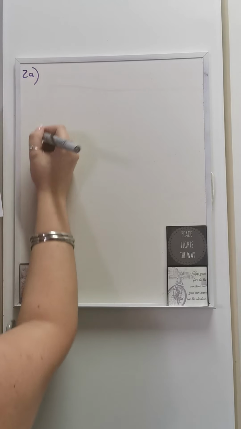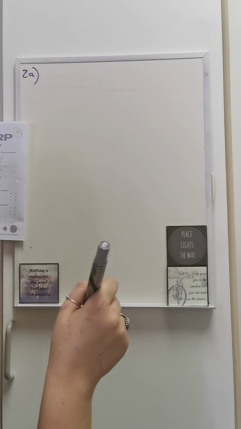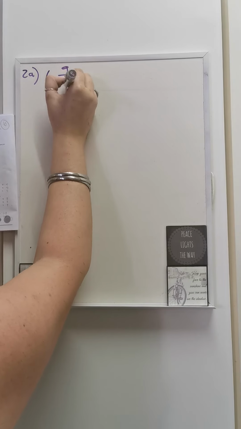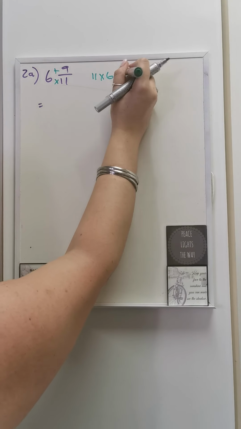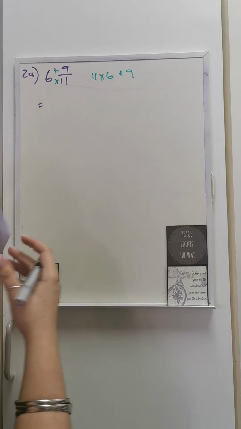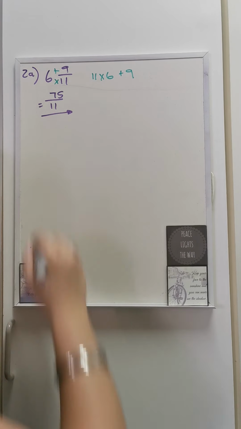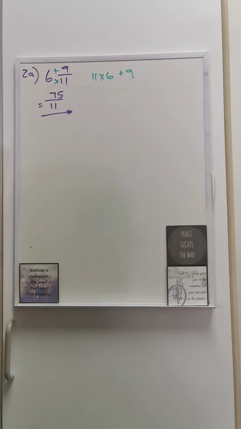Number 2a says convert these mixed number fractions into improper fractions in their simplest form. So if I have 6 and 9 over 11, remember we're going to start at the bottom. We're going to say times and plus. So we're going to say 11 times 6 plus 9. 11 times 6 is 66. 66 plus 9 gives you 75. So it gives you 75 over 11. It stays over 11. Remember, my children that I teach, I taught you that the surnames are the bottom, right? So the surname stays the same.